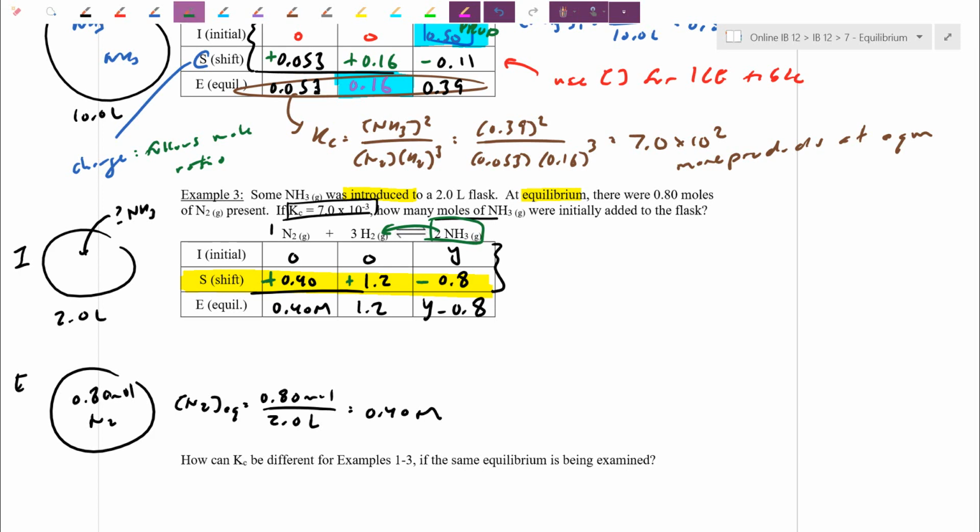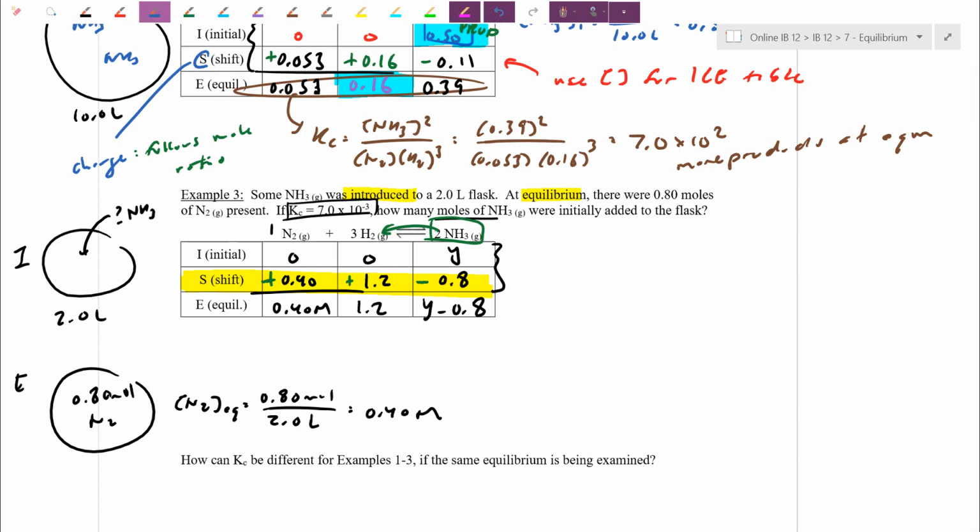Again, I'm just emphasizing here, it's only the change line that follows the mole ratio. It's always very tempting to be like, oh, if this one here is 0.4, then the other one has to suddenly be 0.8 or whatever. The exact amounts actually don't matter. It's only when we actually do the reaction that we follow the mole ratio. Okay, more on that in a second.